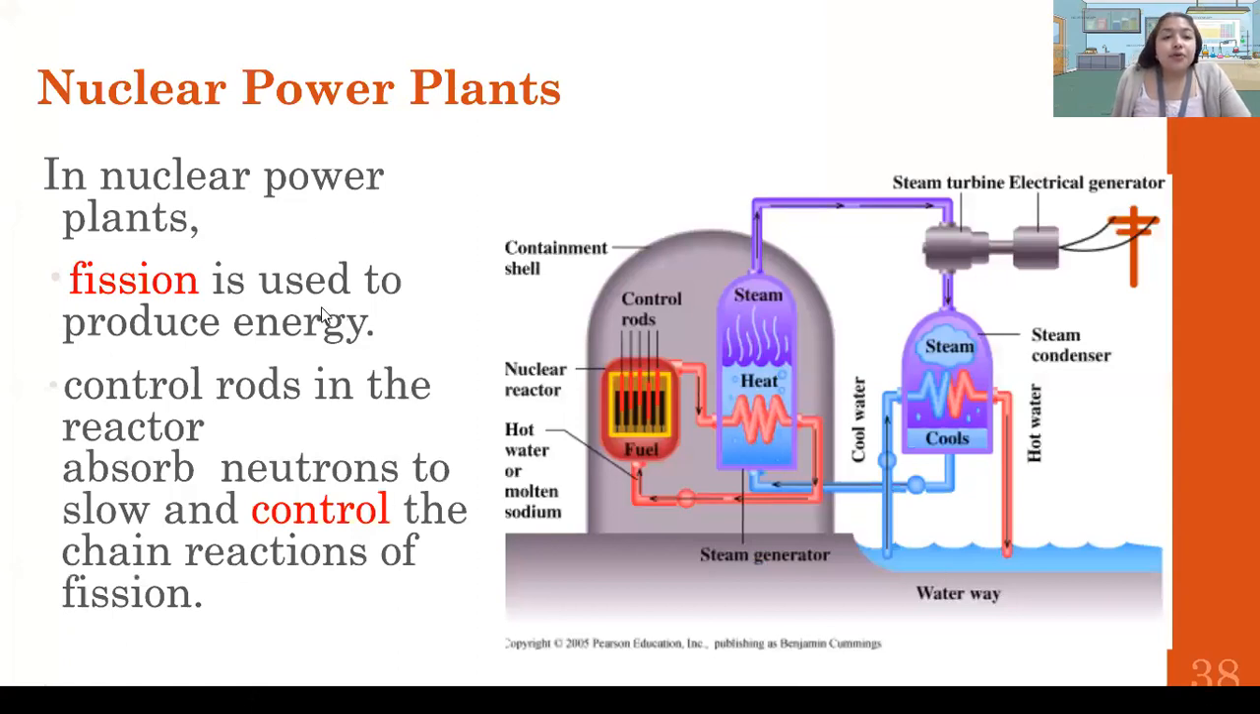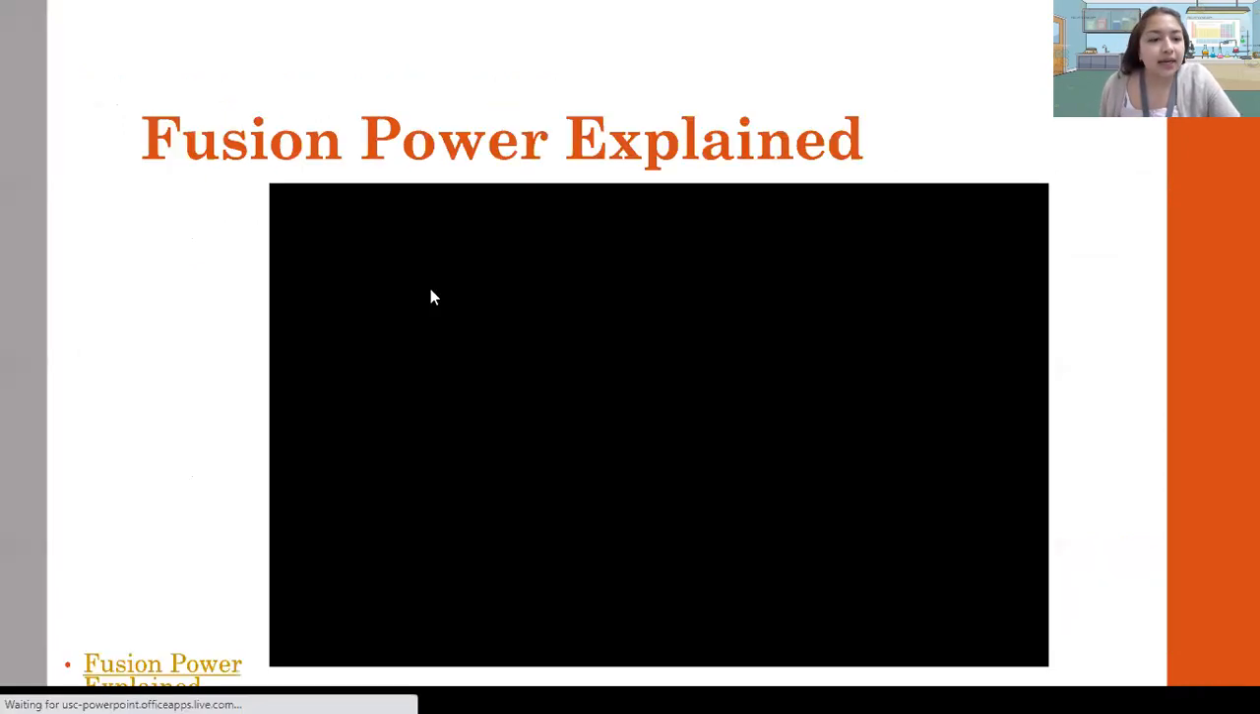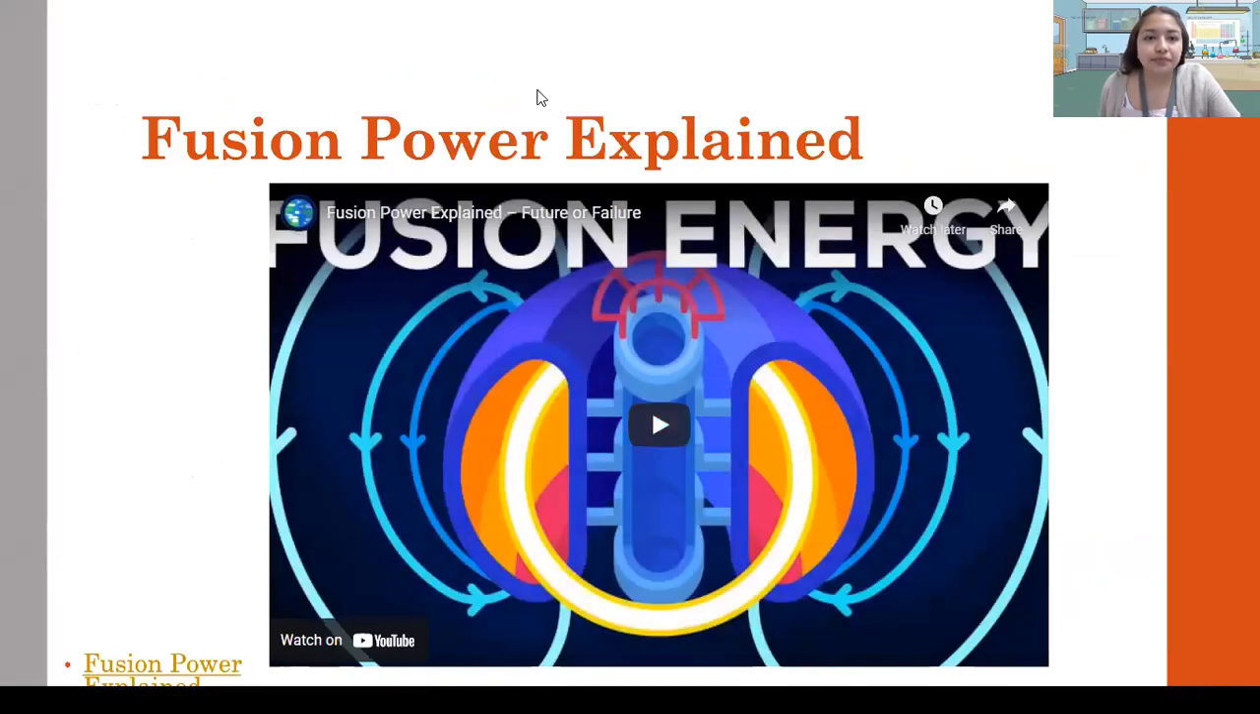So fission is used to produce energy specifically in power plants. Because the whole chain reaction thing is happening within your nuclear power plants, you have these control rods that are installed in order to slow down the chain reaction, because otherwise it could get a little out of control.